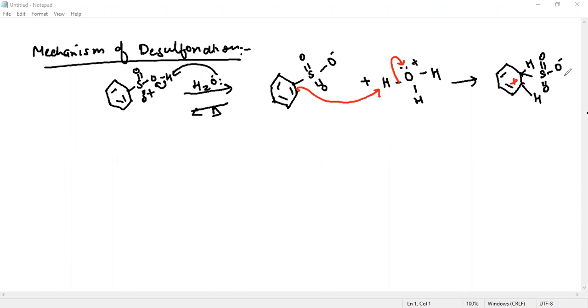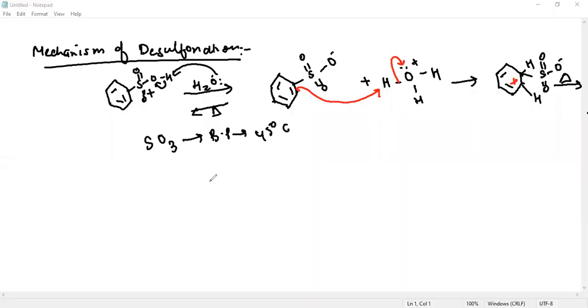So we'll draw this arrow and write the symbol of heat here. This SO3 group has a boiling point. It evaporates, it has a boiling point of 45 degrees Celsius, and when you heat your solution at 45 degrees Celsius, what will happen? SO3 will leave as a gas.